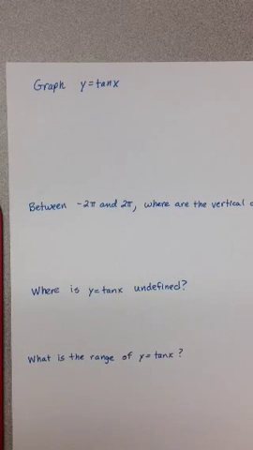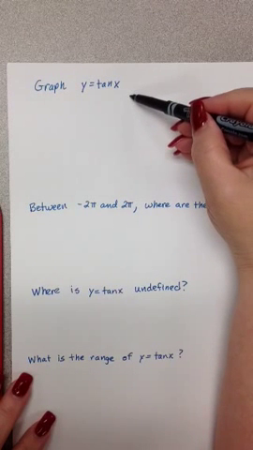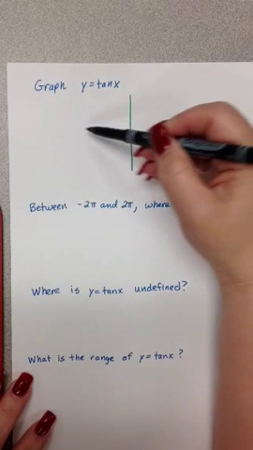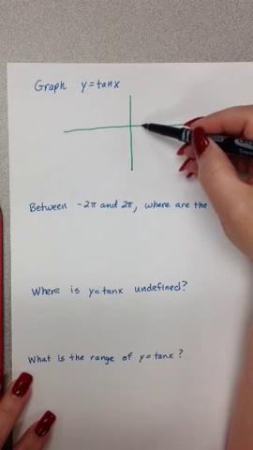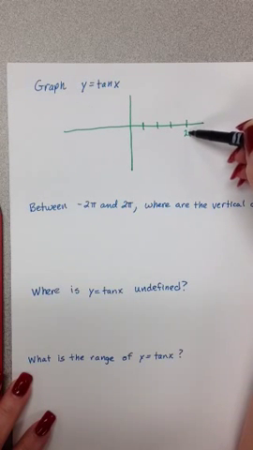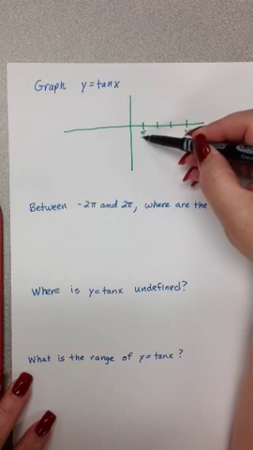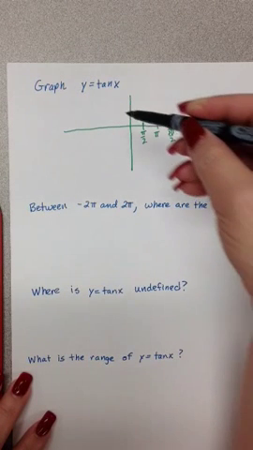All right, here we are talking about tangent. So they asked me to graph it. All right, so I'm going to graph it between negative 2 pi and 2 pi. This is pi over 2 and pi and 3 pi over 2.